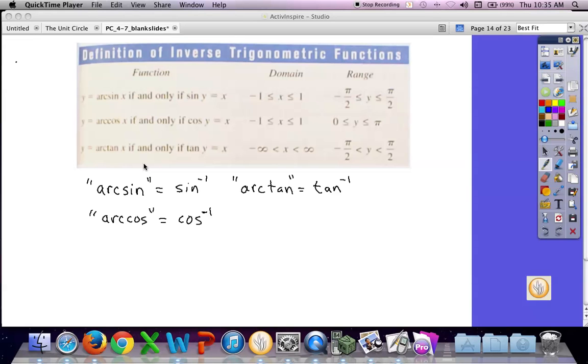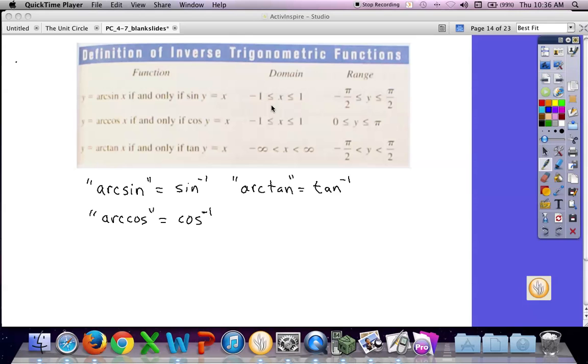Right? So this is going to give us, if we limit the domain of the sine to negative pi over 2 to pi over 2, that means the range of the inverse will be negative pi over 2 to pi over 2, right? And since the sine gives us values from negative 1 to 1, that's the range, that means the domain of the inverse is negative 1 to 1. Remember, they switch each other.